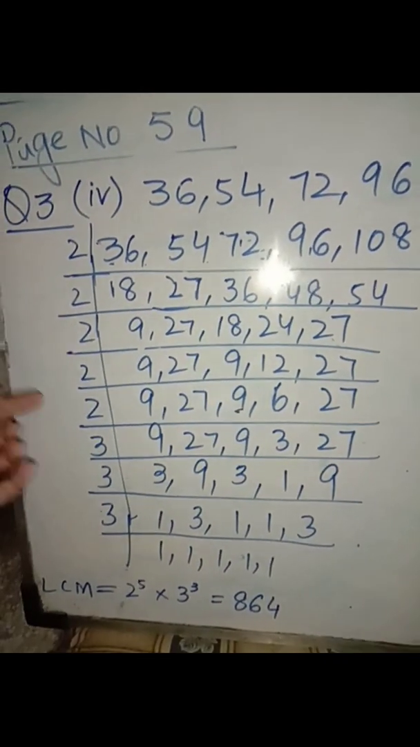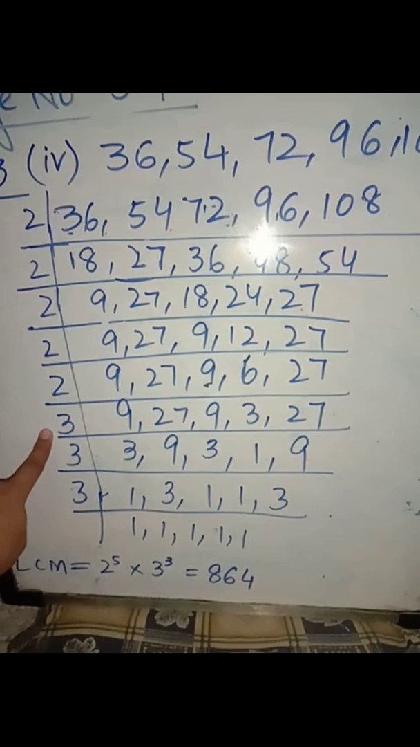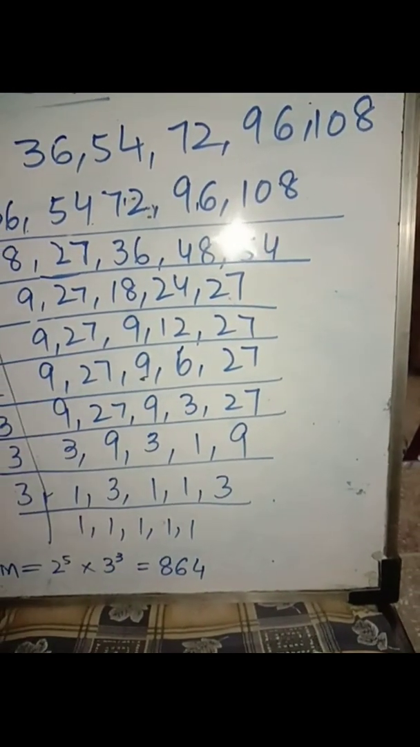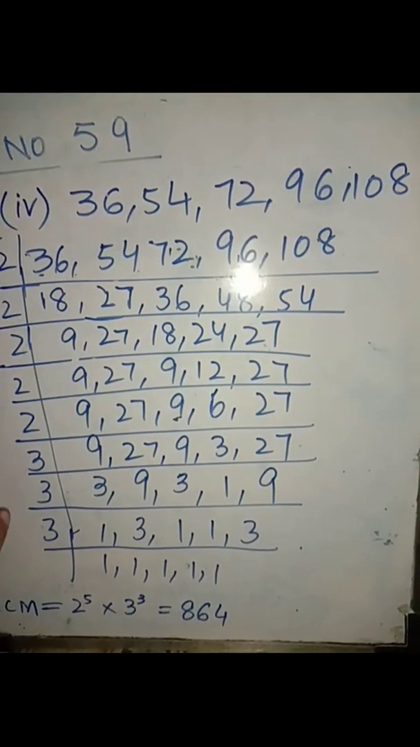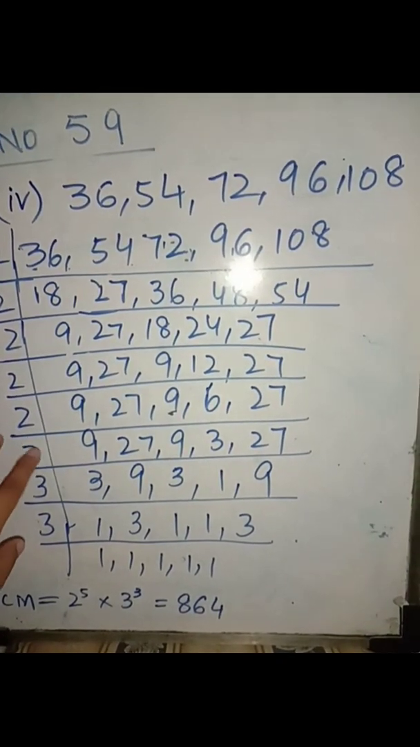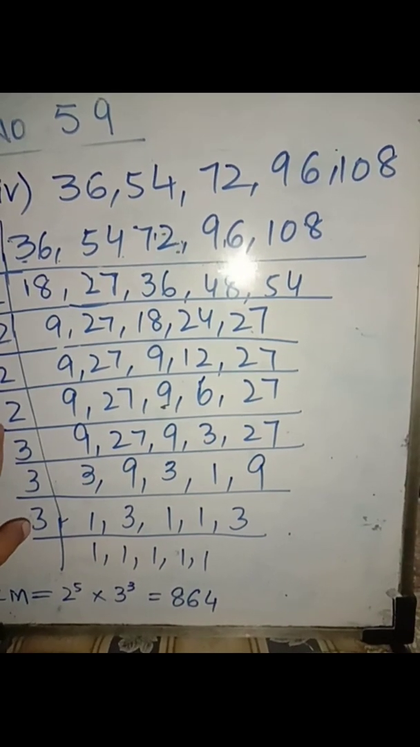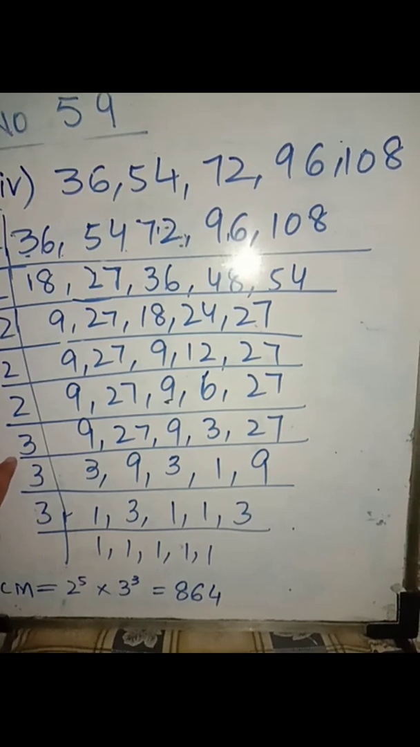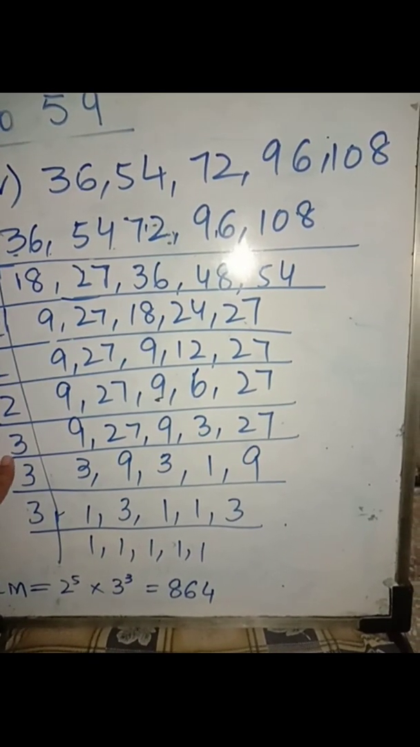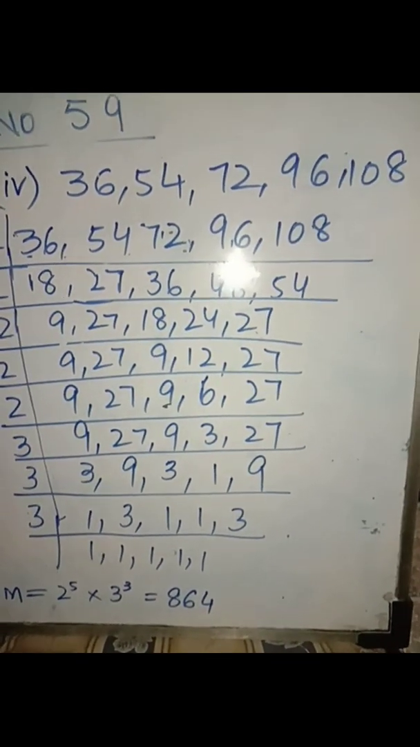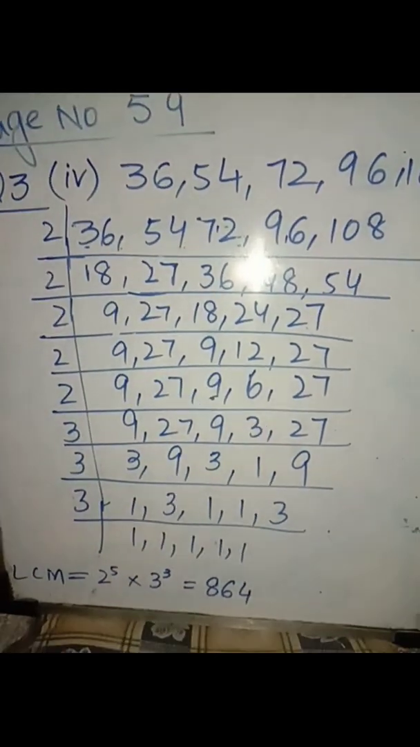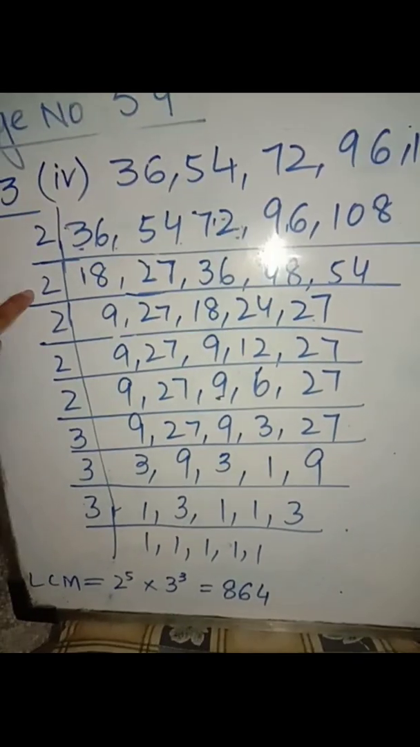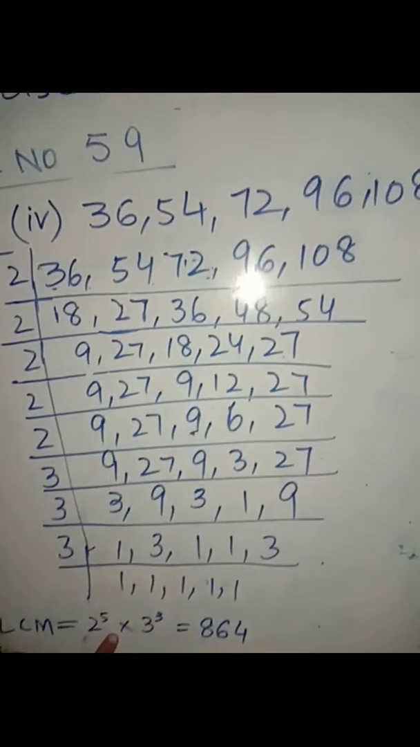Then we will move towards the next number, 3. 3 3s are 9, 3 9s are 27. If there is also a number or a factor for 2, then we will use 2 again. If not, then we will go towards the next number. You have to follow the next number unless we have no multiple remaining for that number. Then we have 2 to the power 5 and 3 to the power 3.